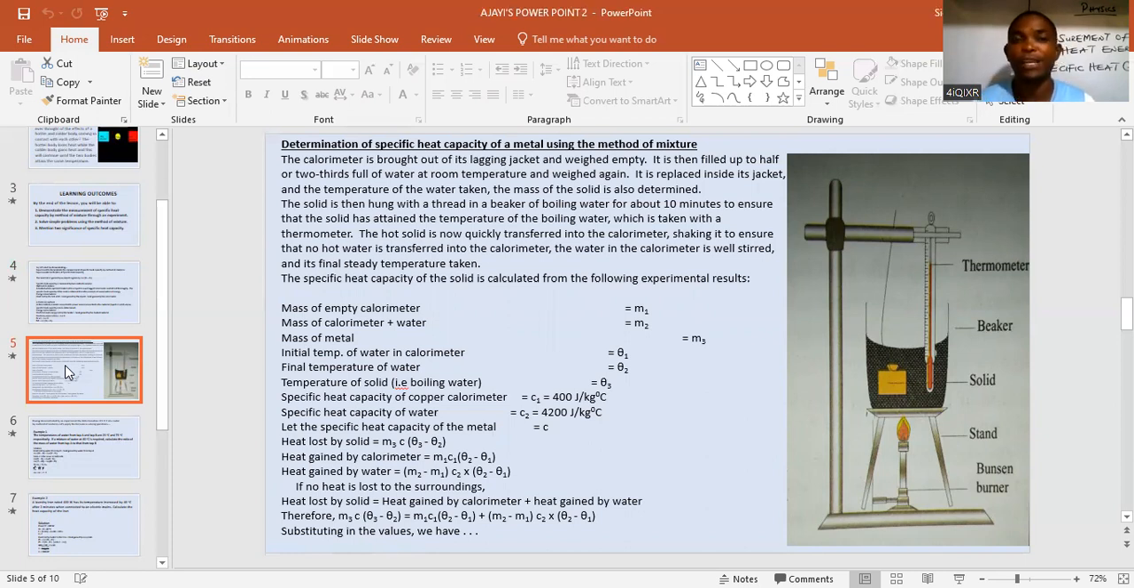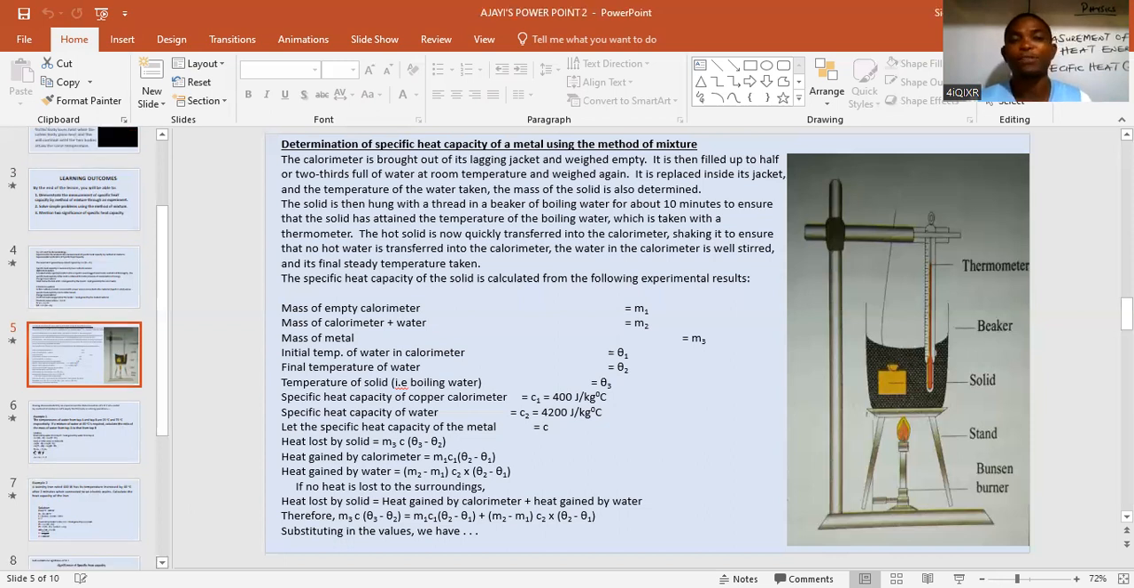The solid is then hung with a thread in a beaker of boiling water for about 10 minutes to ensure that the solid has attained the temperature of the boiling water, which is taken with a thermometer. The hot solid is now quickly transferred into the calorimeter, shaking it to ensure that no hot water is transferred into the calorimeter. The water in the calorimeter is well stirred and its final temperature taken. The specific heat capacity of the solid is calculated from the following experimental result.